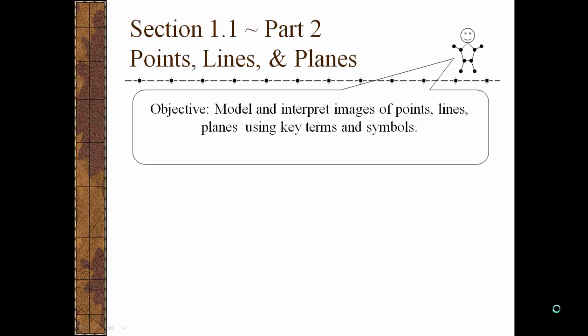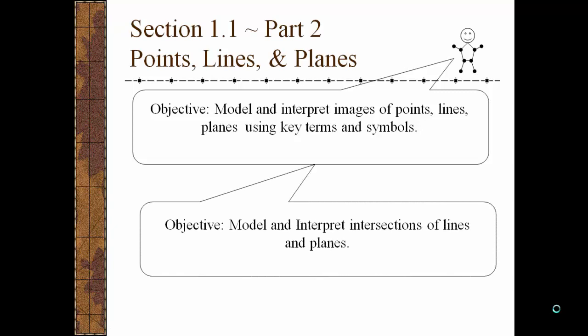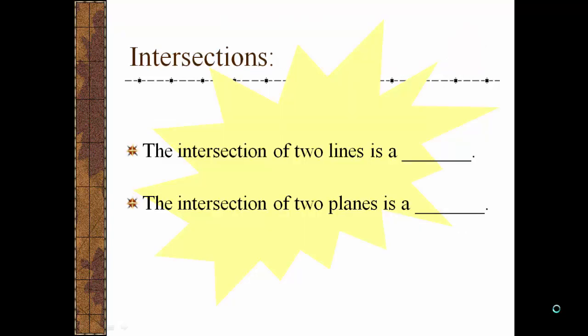This lesson is section 1.1, part 2, points, lines, and planes. Our objective stays the same from our last video, and that is to model and interpret images of points, lines, and planes using key terms and symbols. In addition to that, we are also going to model and interpret intersections of lines and planes. So let's talk about those intersections.